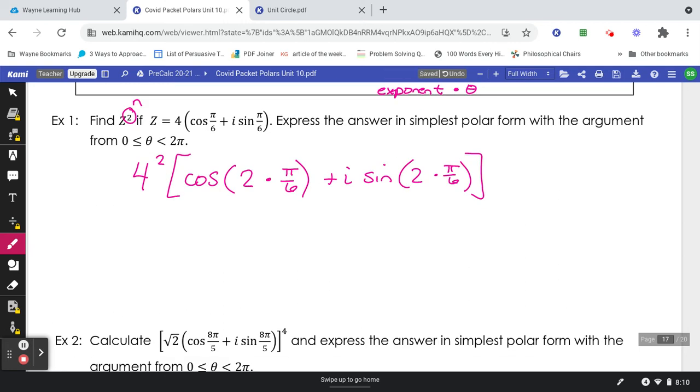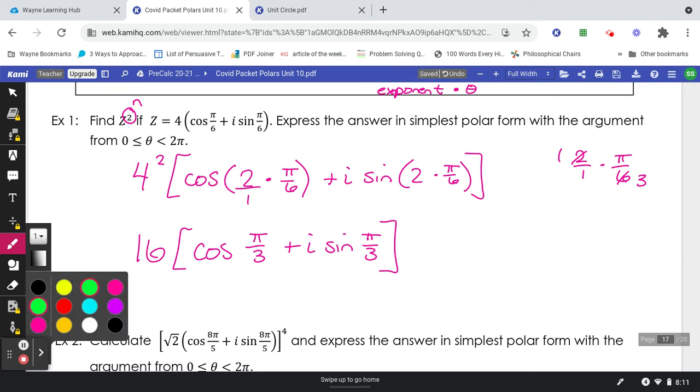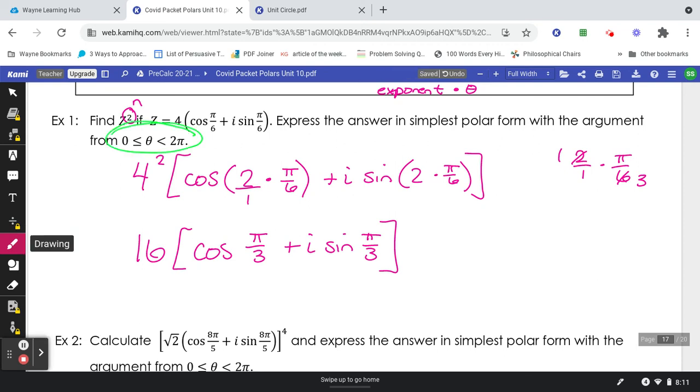All right, 4 squared is 16. And then I'll put 2 over 1 times pi over 6. I can cross cancel the 2 and the 6 to make 3, which will get me pi over 3. And then, of course, the same thing happens over here, and you're all finished. Now, one thing to make sure at the end, you do have to make sure that your answers fall between 0 and 2 pi.